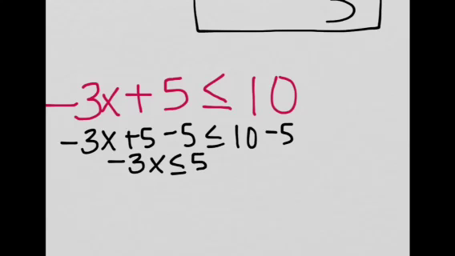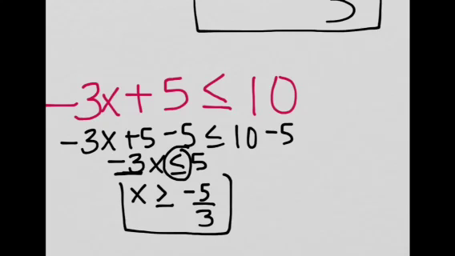And this time we need to divide by negative 3 to isolate the variable. So we do x is greater than or equal to, because remember we have to switch the sign, 5 over negative 3. So x is greater than or equal to negative 5 thirds.